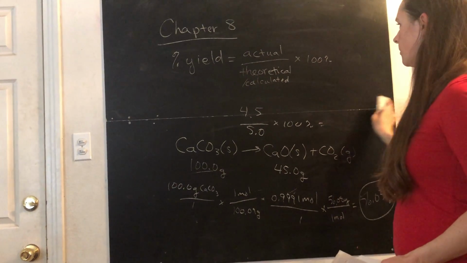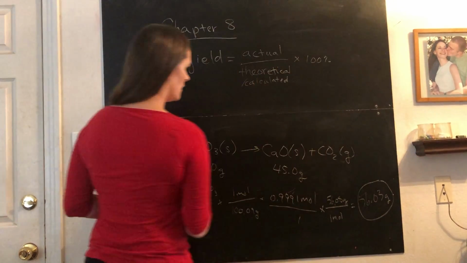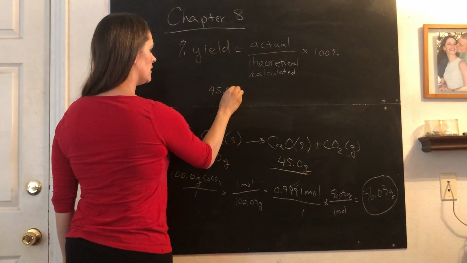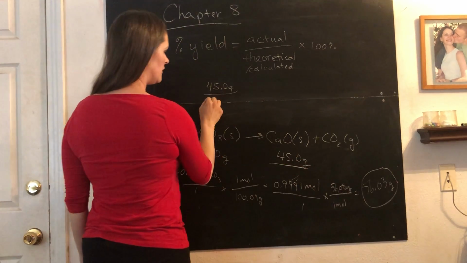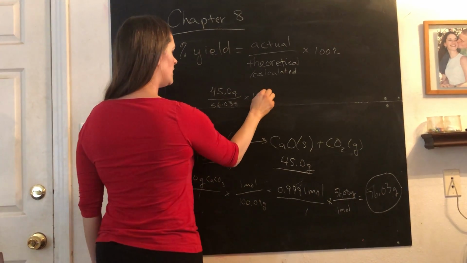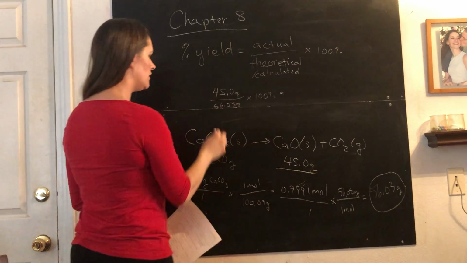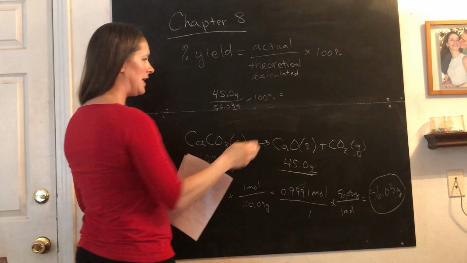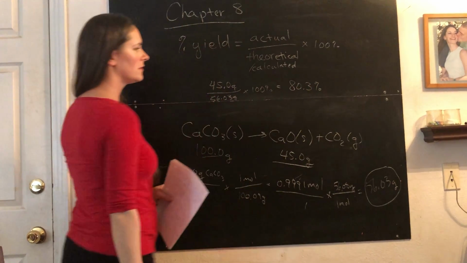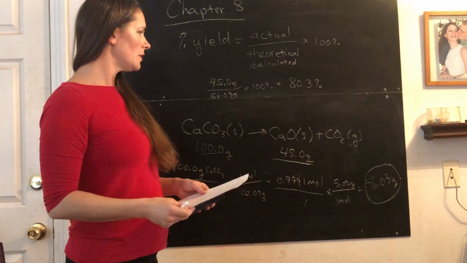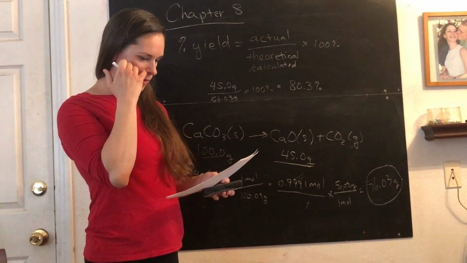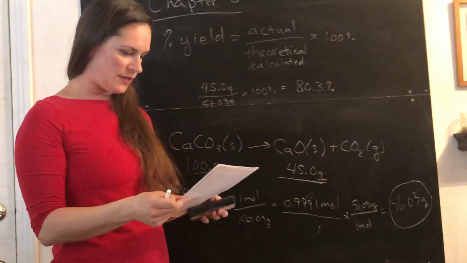Now we can calculate our percent yield. We got 45.0 grams. We expected 56.03 grams times 100%. If you do this on your calculator, you will get 80.3%. That is our percent yield. We did this in a lab, so hopefully you remember doing that.